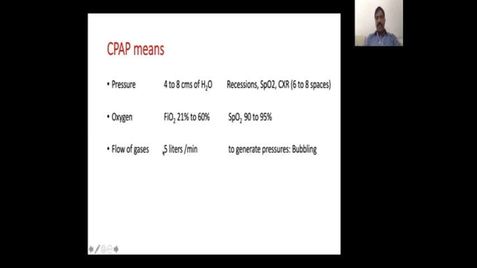So how do we know flow is available or not? By looking at the bubbles in the bubble chamber, or by measuring the pressures while they are reaching the nose. So one way is by looking at the pressure measurement at the nose. The other way in bubble CPAP is by looking at the bubbles in the bubble chamber. We know whether flow is available and adequate or not.